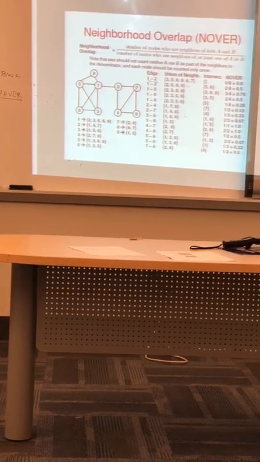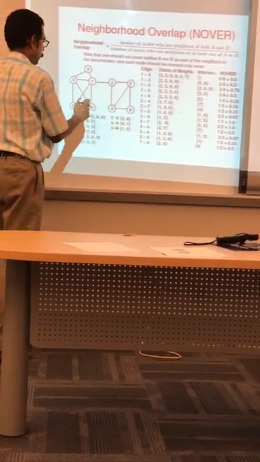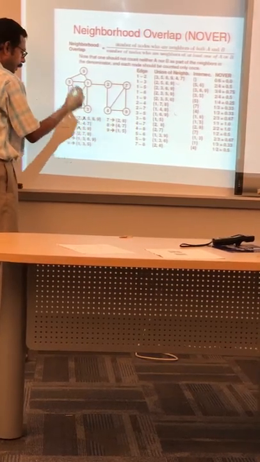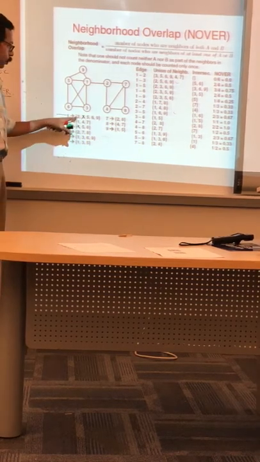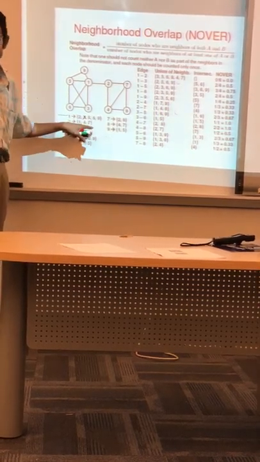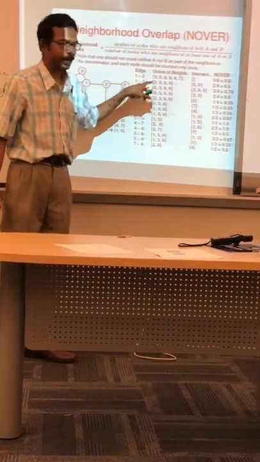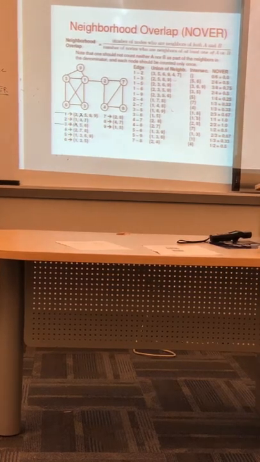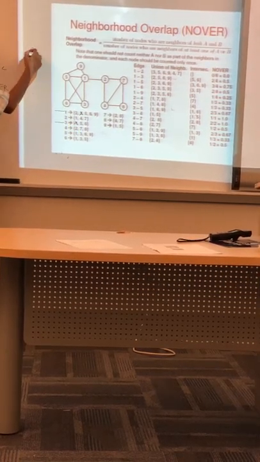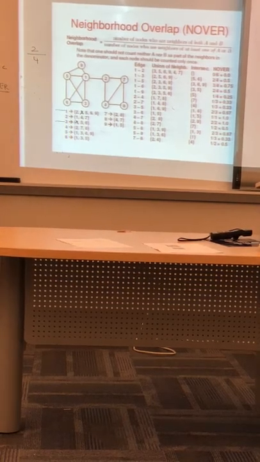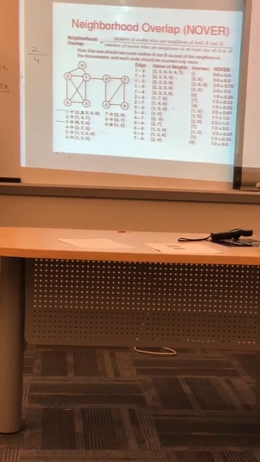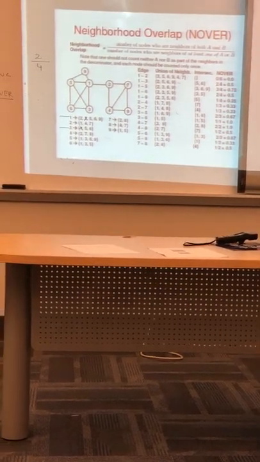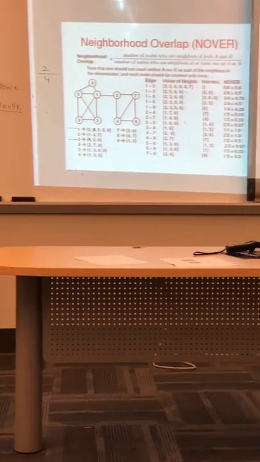Now let us say edge 1, 3. Of course, exclude 1 and 3. So the union is going to be 2, 5, 6, 9, and 5 and 6 are already counted. So 2, 5, 6, 9 is the union, and the intersection is 5 and 6. So the common neighbors are 2, divided by the union, which is 4. So 2 over 4, 0.5, is the neighborhood overlap for that edge 1, 3. Is that clear? So this is the procedure.